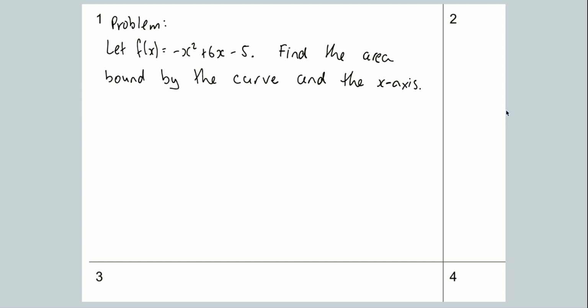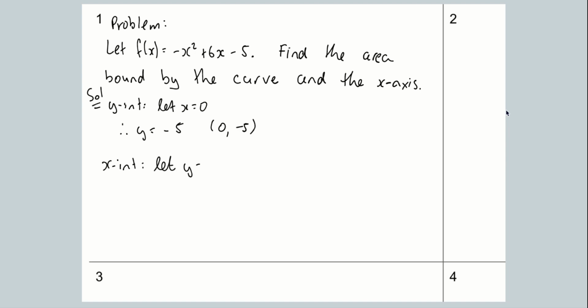So we've got a y-intercept. This is the solution. The y-intercept is when x is equal to 0. Therefore, y is equal to, and we can see it straight up, 0, negative 5. And it's the x-intercepts that are really important if you think about it. Think about the context of the question.